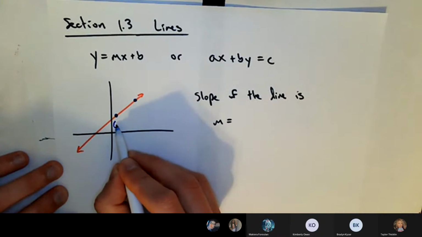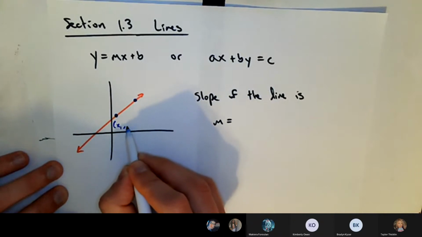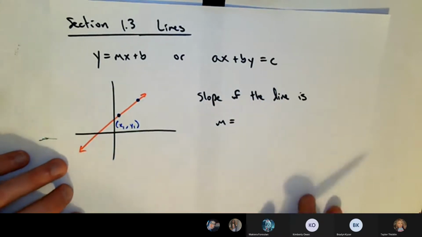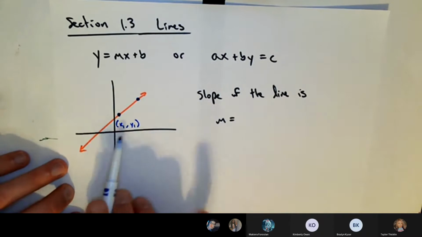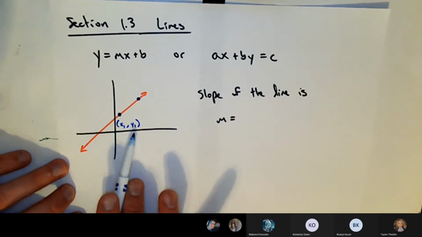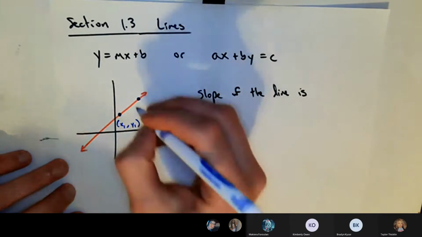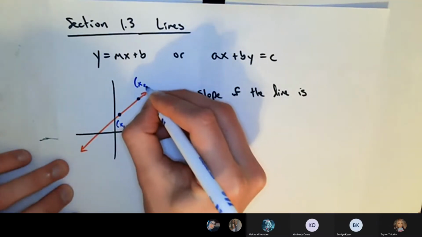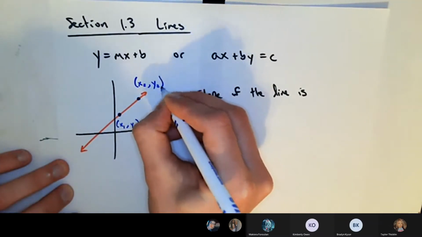So how can I tell if I pick two arbitrary points here and up here and call the first point x1 comma y1, which is standard notation. We've looked at that before, right? Like putting little subscripts on the point. So that's x sub 1 comma y sub 1. And let's just call this point generically x sub 2 comma y sub 2.